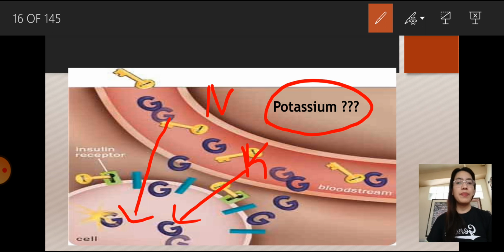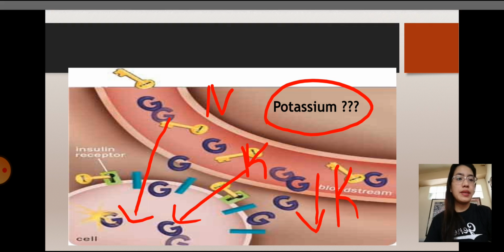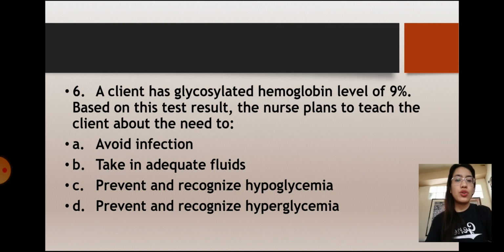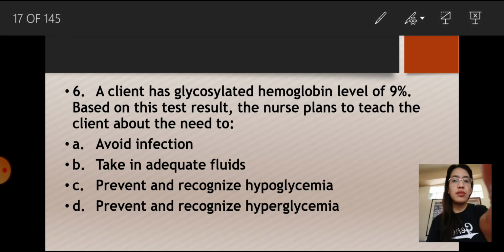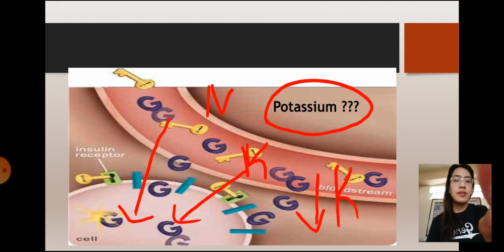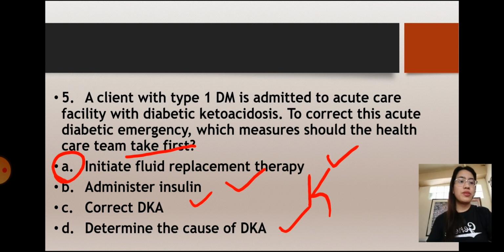So, can his potassium drop? Yes, there's a possibility. So, he may have an irregular heart rhythm or a problem with his contractility. So you have to expect that when our patient is on IV insulin, the doctor may also order additional potassium. Okay? So, did we answer number 5? Okay, very good. So, letter A first. Always remember to hydrate first before we give insulin.